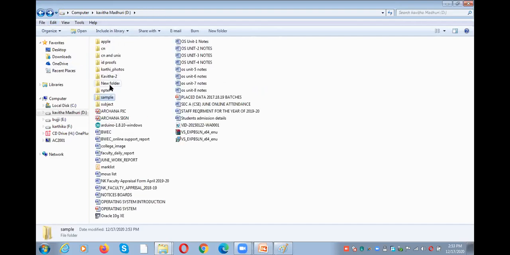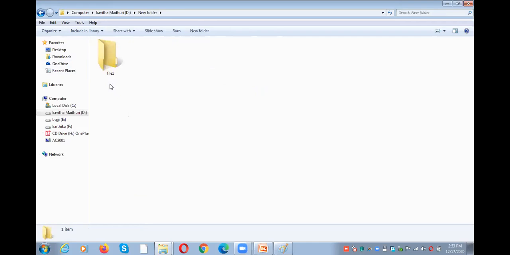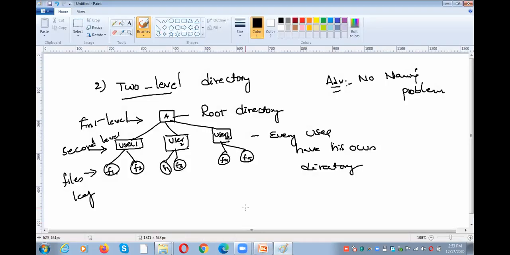And if you go to new folder, file 1 is available. Okay, that means different folders can have the same file name. So here each and every user has its own directory. When every user has its own directory, then they can use the same file names. So there is no naming problem.